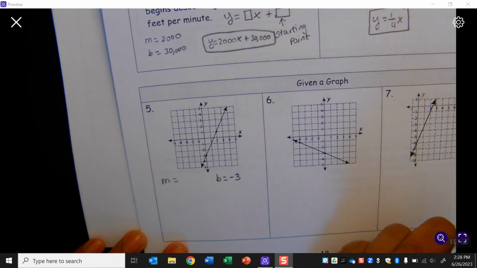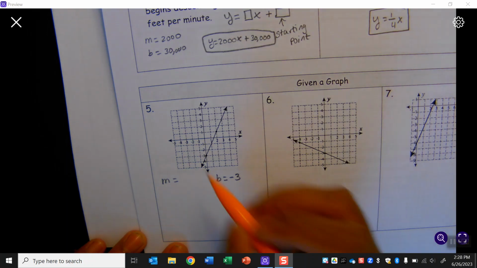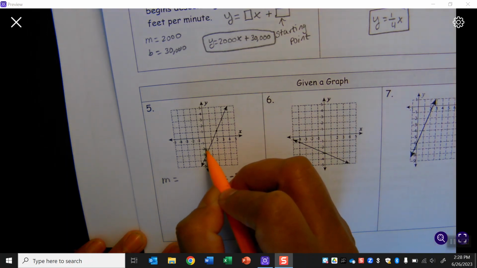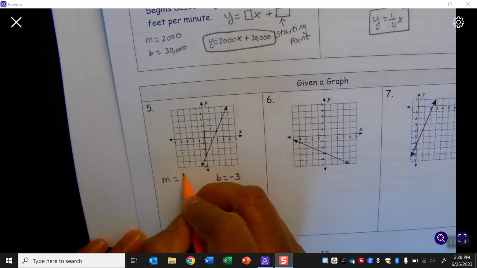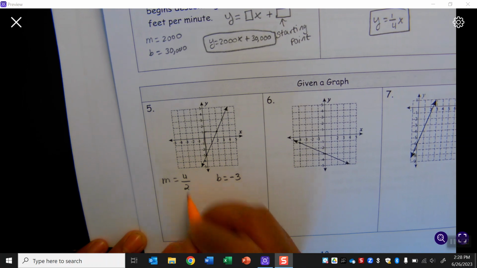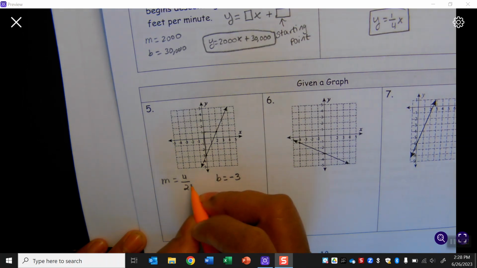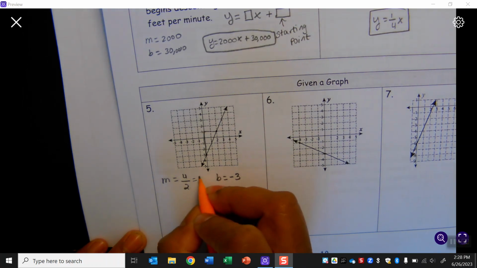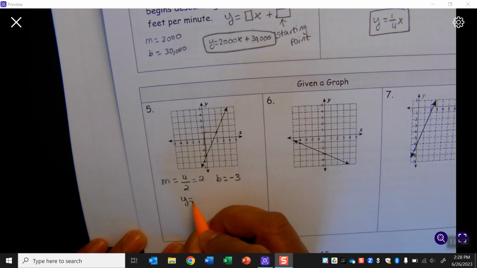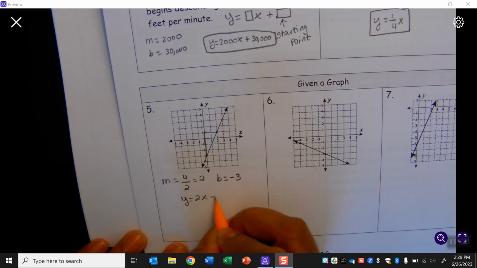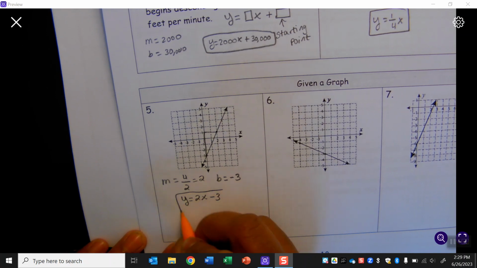How do I do the slope? A slope is rise over run. So your rise is 1, 2, 3, 4. Run is 1, 2. 4/2. This can be reduced to 4 divided by 2 is just 2. So now I can write my slope-intercept form. Y equals 2x minus 3. And that's it.